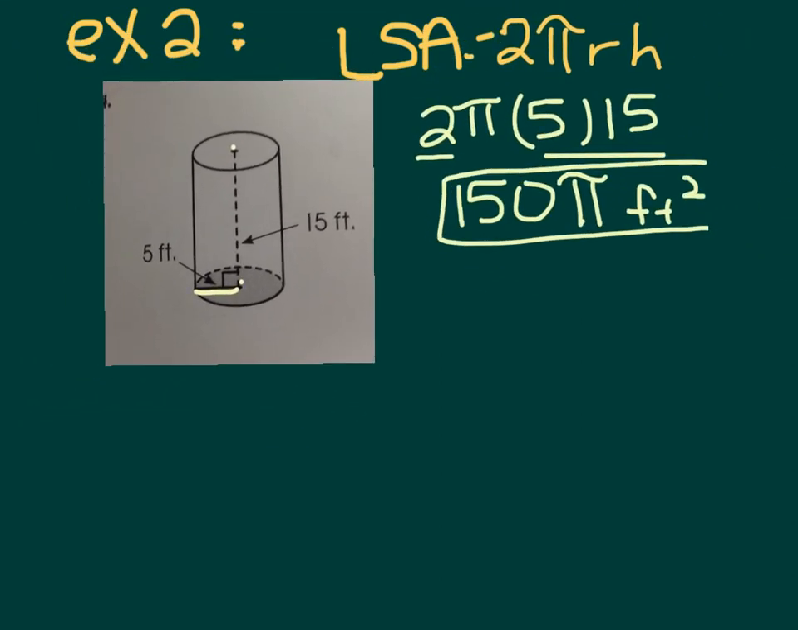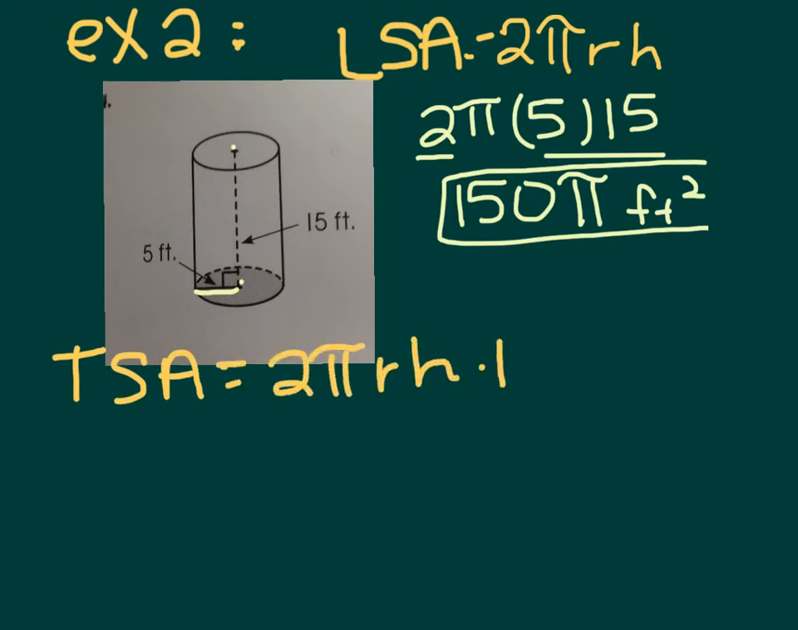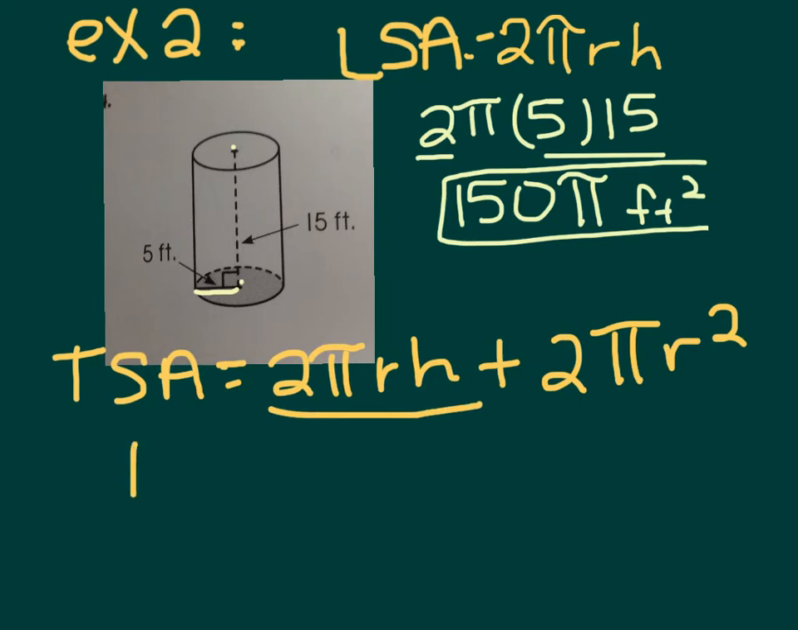Alright. Good to go. Total surface area, we're going to use the 2 pi rh plus 2 pi r squared. Now that first portion, we did that just a second ago. That's this right up here. So we know that's 150 pi.